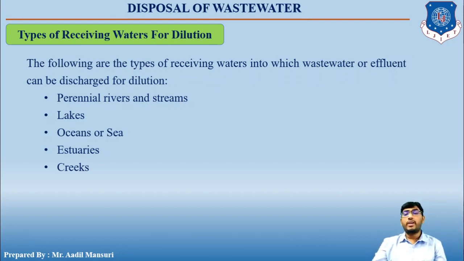Talking about creek, a creek is in the form of an inlet on the sea coast, which may not have dry weather flow during some part of the year. Due to this, great care should be taken in disposal of effluent into it. Clear? Then talking about estuaries, it is the wide lower tidal part of the river. Hence, dilution is affected both by ocean water as well as river water. However, the process of dilution is generally satisfactory in such cases. So these are the different types of receiving waters for dilution.